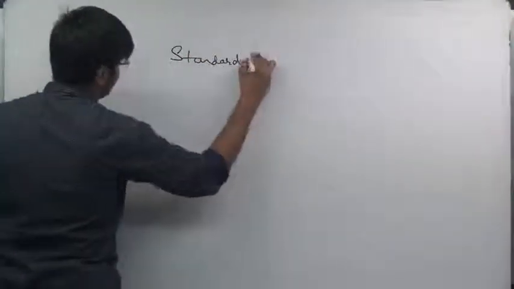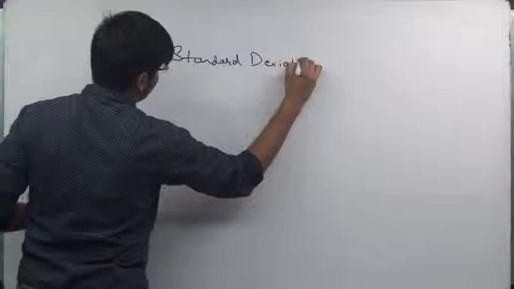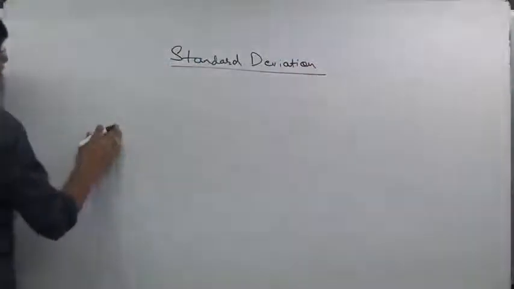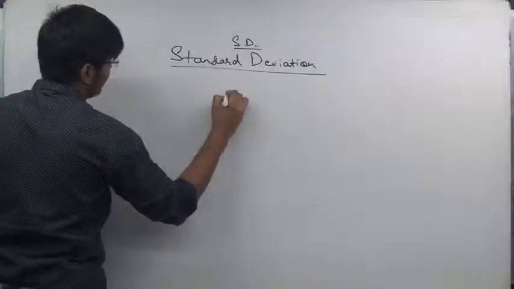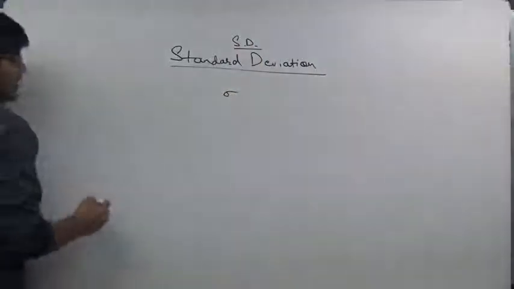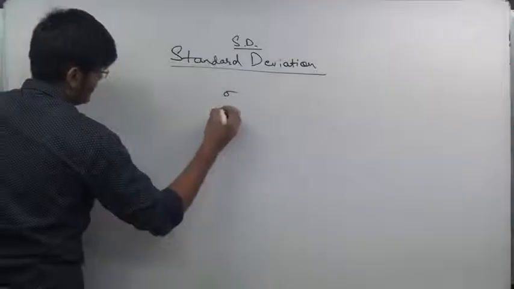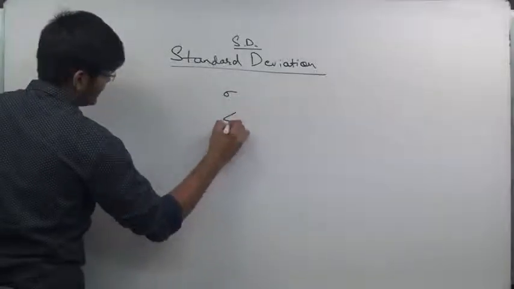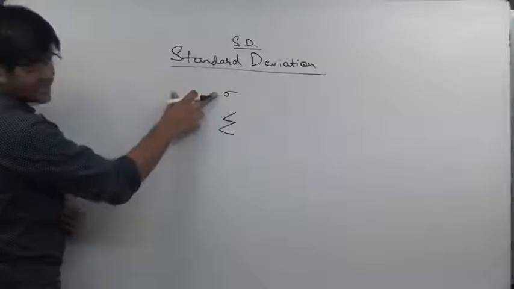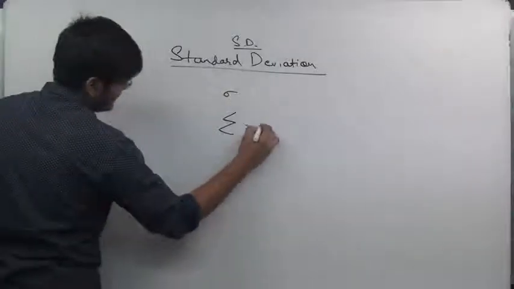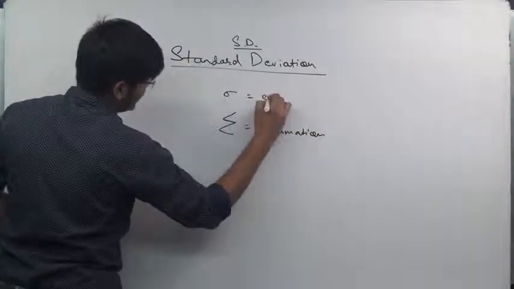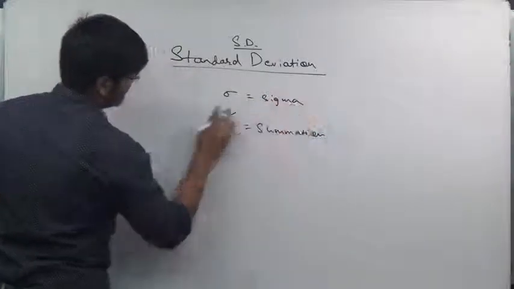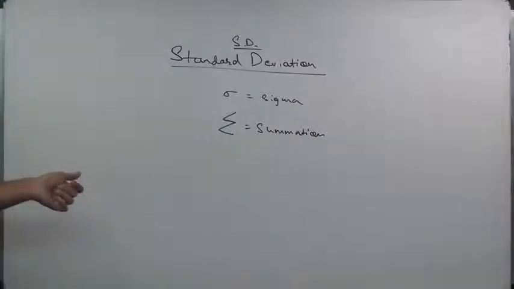Okay, so we'll start off with the concept of SD or standard deviation. Standard deviation, short form SD, is denoted by the alphabet sigma. Many people have this confusion whether this is sigma or this is sigma. This is summation and this is sigma. So sigma is standard deviation, summation is the sum total of a given series.